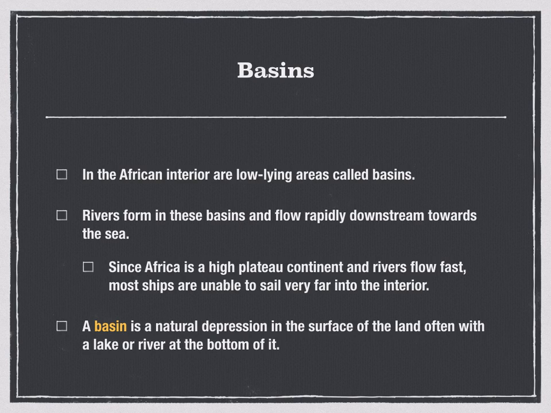Basins. In the African interior are low-lying areas called basins. Rivers form in these basins and they flow rapidly downstream towards the sea. Now, Africa is a very high plateau continent, so the rivers flow really fast. And most ships are unable to sail very far into the interior on these fast-flowing rivers.